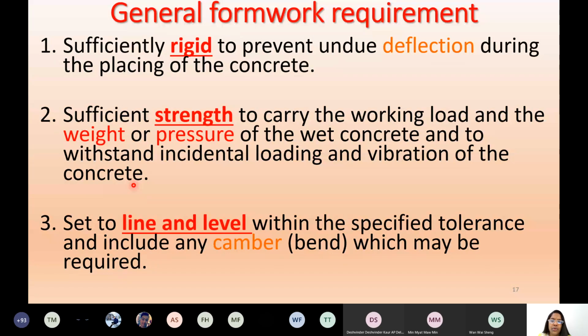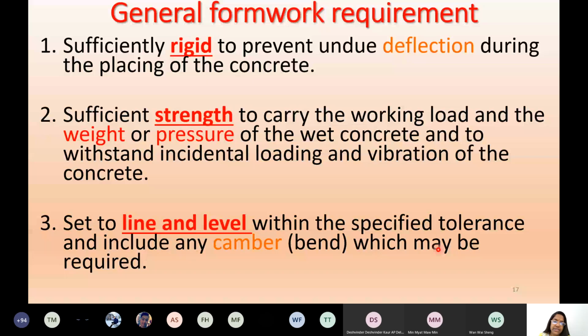So you have to properly design the formwork, firm it up, or strengthen it in such a way that it will not deflect or change due to the moving loads and dynamic loads over the structure. Set to line and level within the specified tolerance and include any camber which may be required. Before you start the concreting, you should level it.